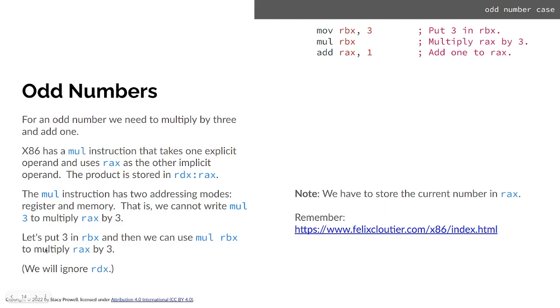So let's think what we do for odd numbers. For an odd number, we multiply it by 3 and we add 1. So that seems pretty reasonable.